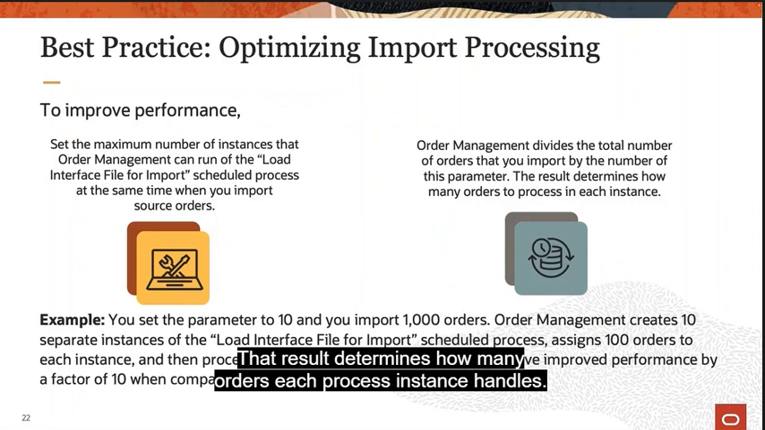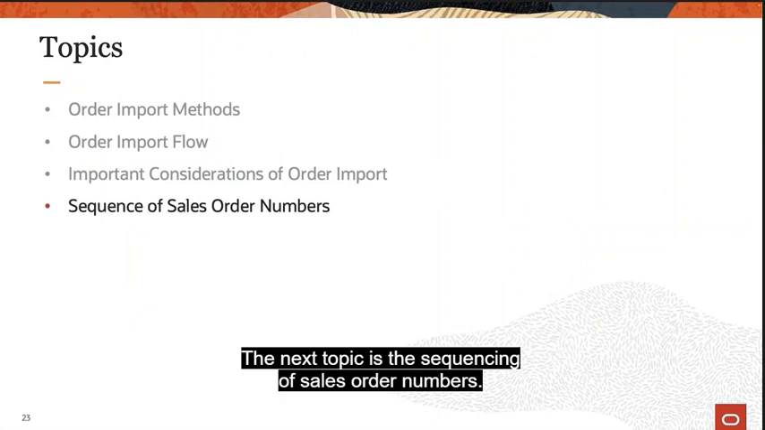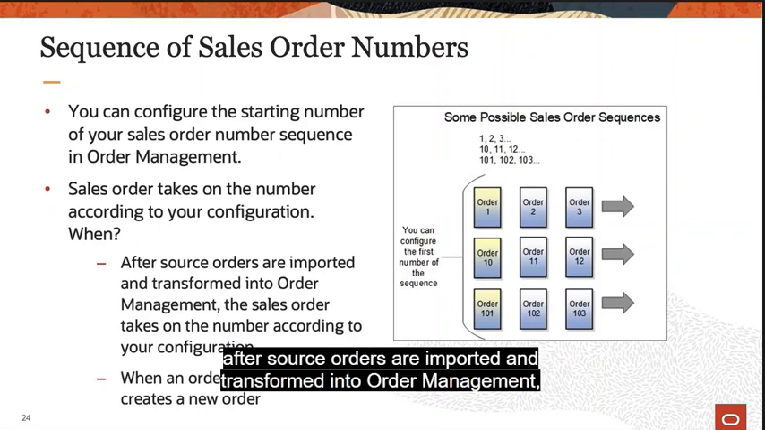The next topic is the sequencing of sales order numbers. In order management, you can configure the starting number for your sales order numbering sequences. Orders then receive a sales order number based on that setup in two situations: after source orders are imported and transformed into order management, or when an order entry specialist creates a new order manually.